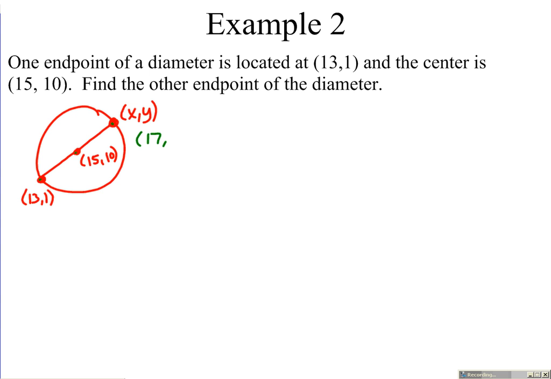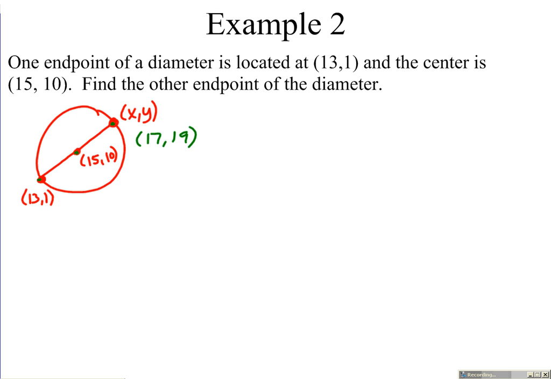Same thing with the y coordinates. Start here at 1, go to 10. So I've moved 9 units. I need to move 9 more units to get to that. We should see that that y coordinate has to be at 19. If you don't really see that, you can do it algebraically as well.